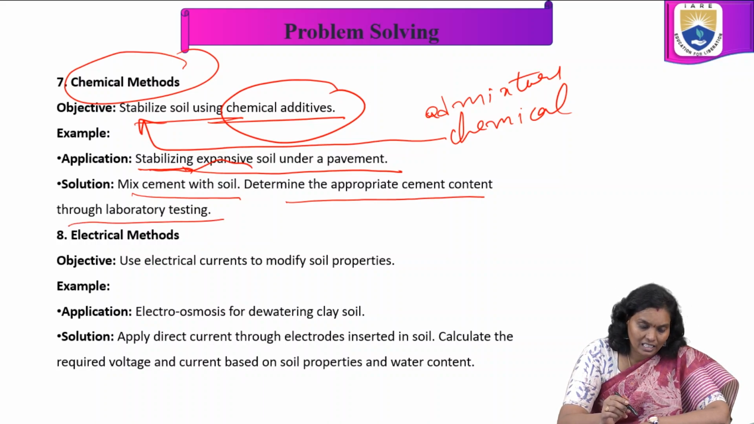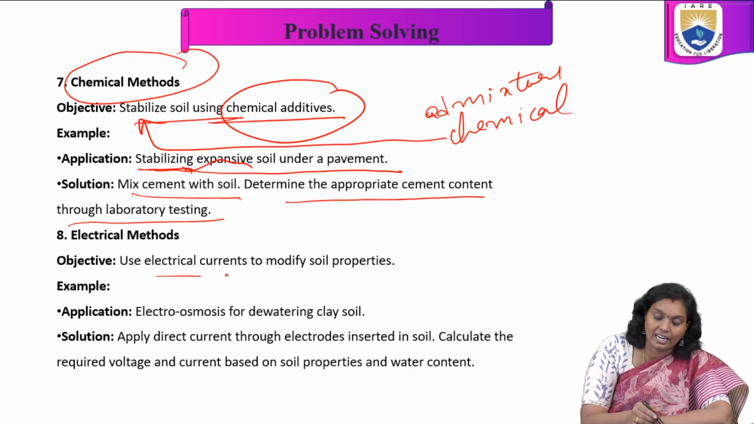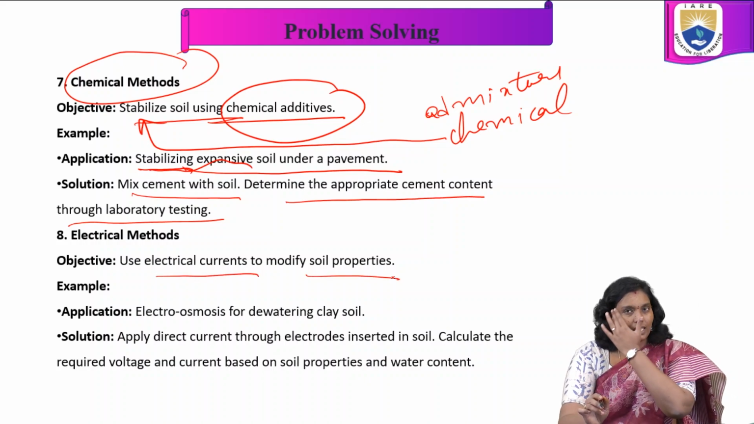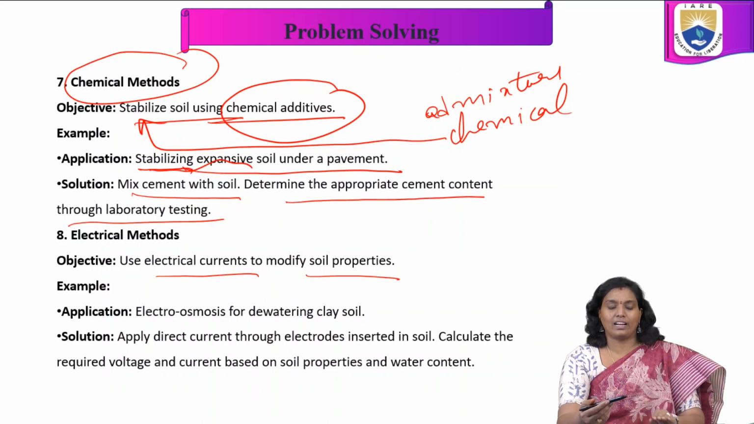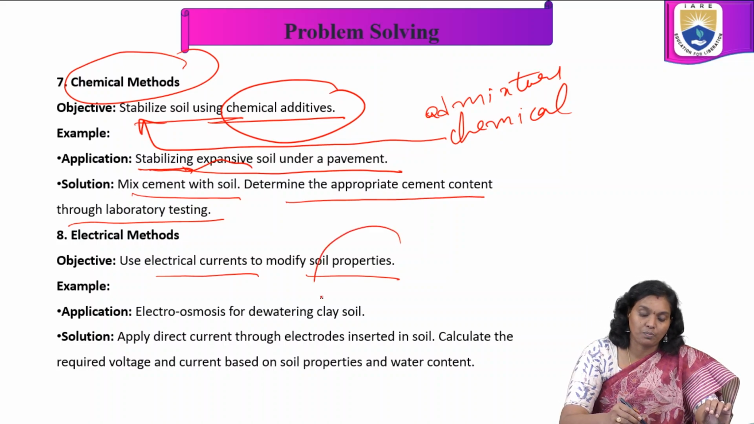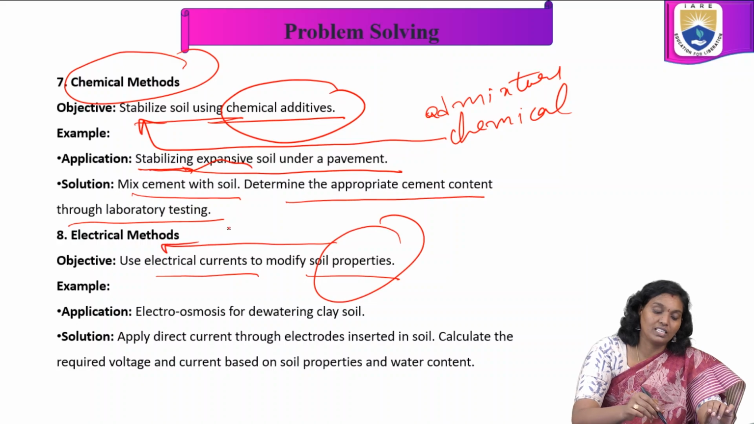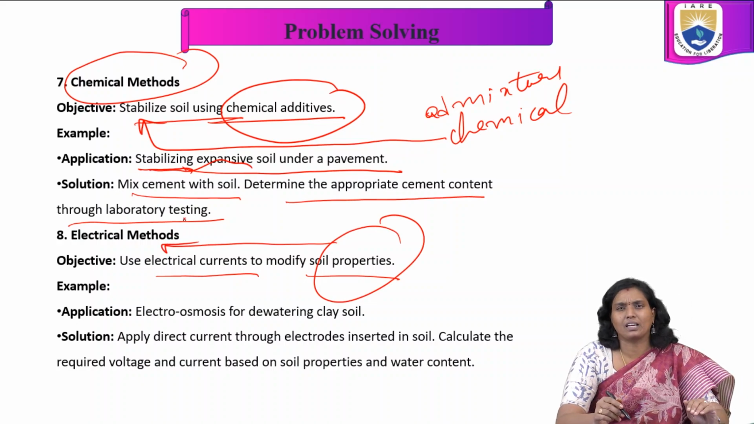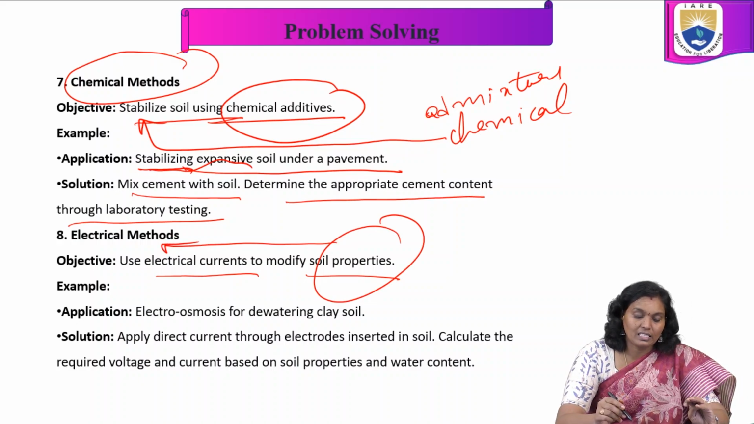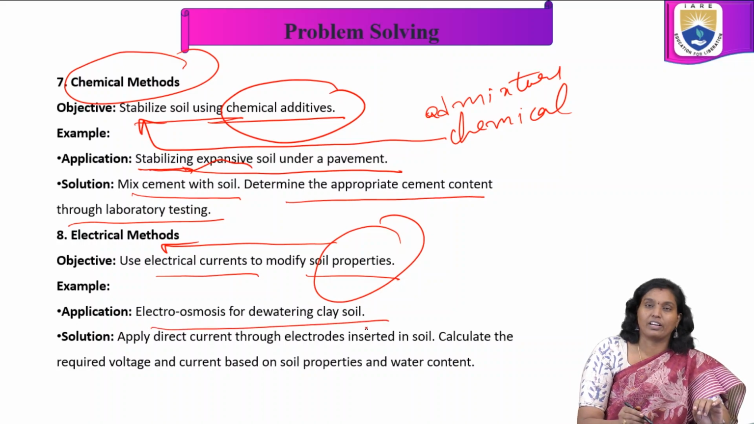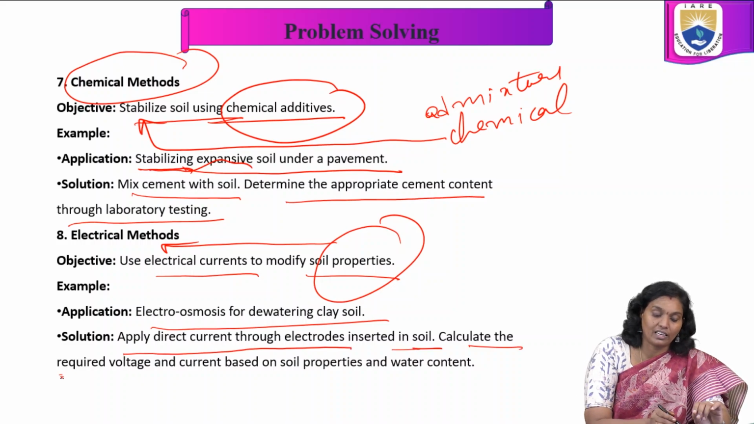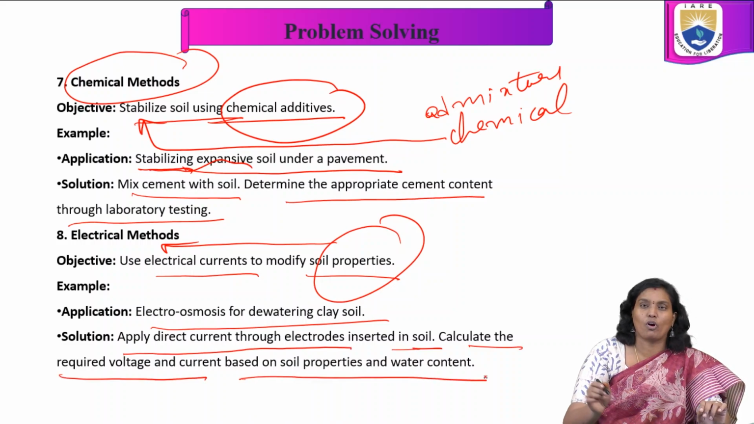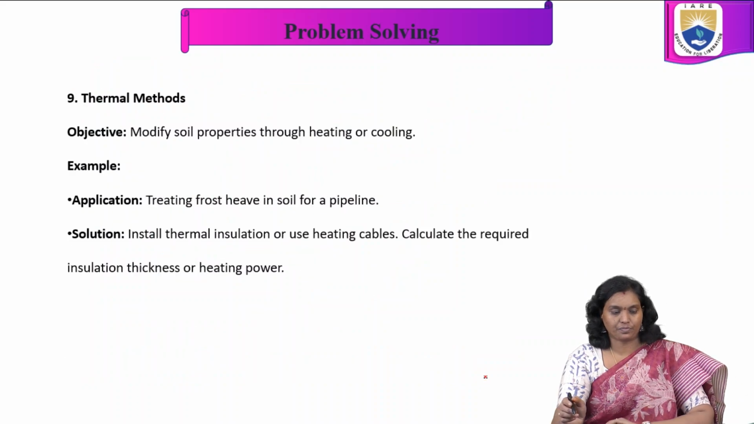And in the electrical methods, use electrical current to modify the various properties of the soil. Such type comes under electrical methods. An example is the electro-osmosis process for dewatering clay soil. Apply direct current through electrodes inserted in the soil. Calculate the required voltage and current based on the soil properties and water content.